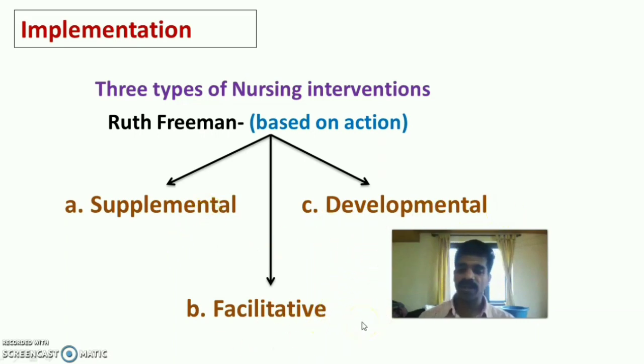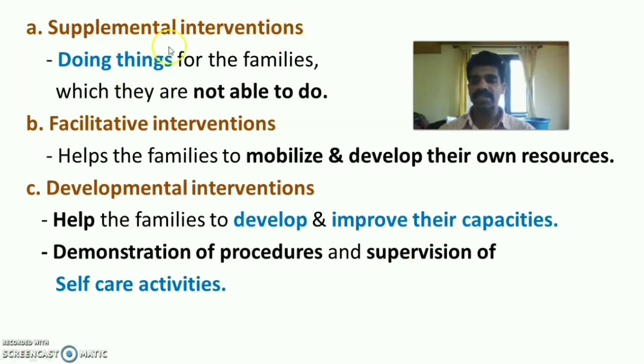Let us discuss in short about the three types of nursing interventions to be implemented during the implementation or action phase. So the first type is supplemental interventions, that is doing the things for the families. Here the community health nurse does the activities or services, that is, doing the things for the family members which they are unable to do. That is concerned with supplementing the interventions or actions.